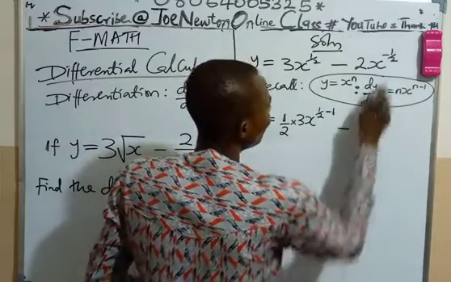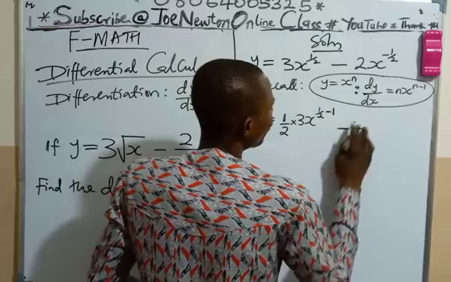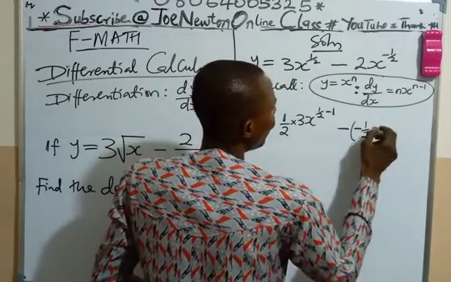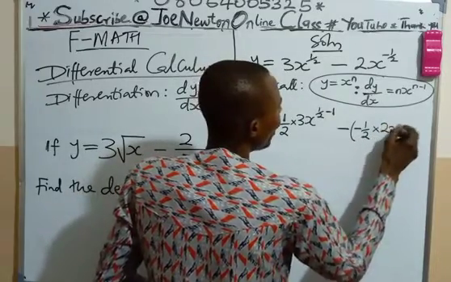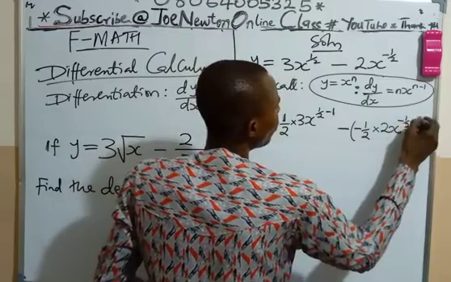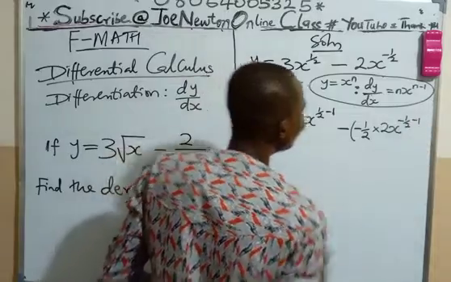Then minus, the power here is minus 1 over 2, minus 1 over 2 times 2x raised to the power minus 1 over 2 minus 1. So this is what we are going to have.